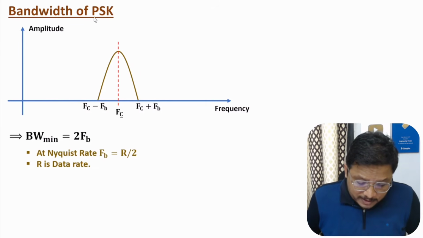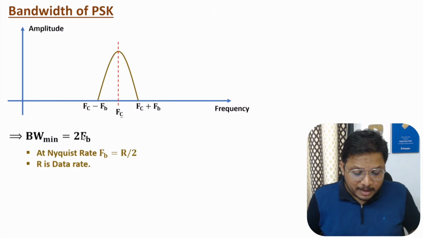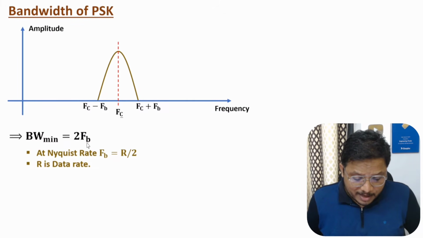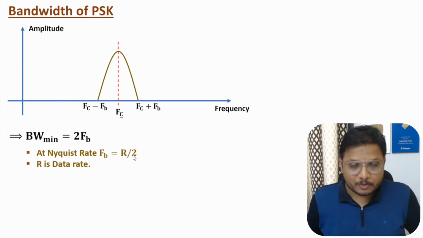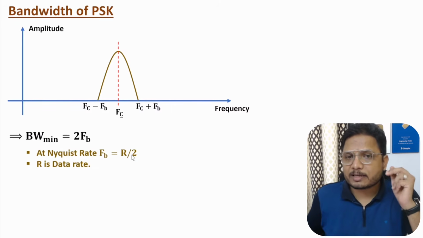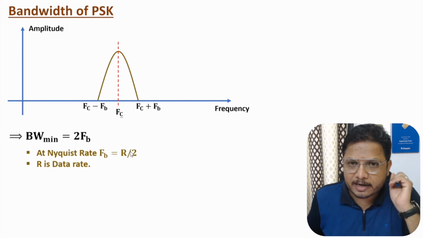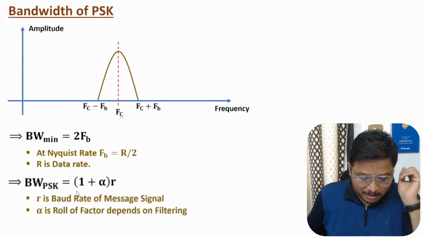So with phase shifting, the bandwidth will be 2Fb, where Fb, as per the Nyquist rate, is R by 2, right? And if you want to understand bandwidth with respect to baud rate, then that will be (1 plus alpha) into R.